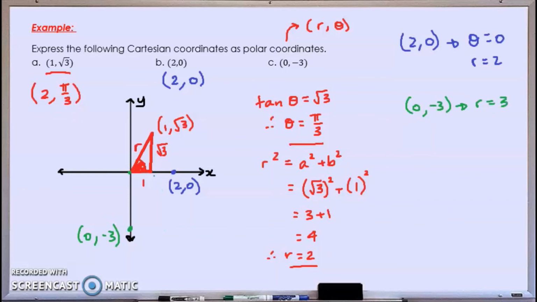If I wanted to, I could draw my angle going clockwise from the x-axis, which would make it negative, and therefore this angle would be negative pi on 2. So an acceptable answer here would be 3 and negative pi over 2. Conversely, if I wanted to, I could go the other way from the x-axis, in which case I could also consider this point as 3 and 3 pi over 2.